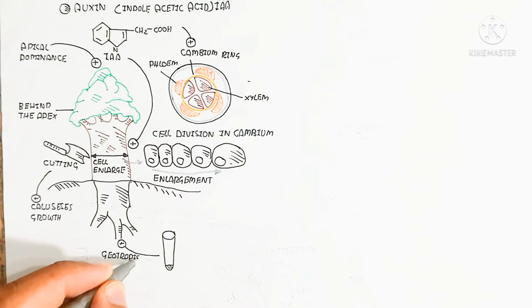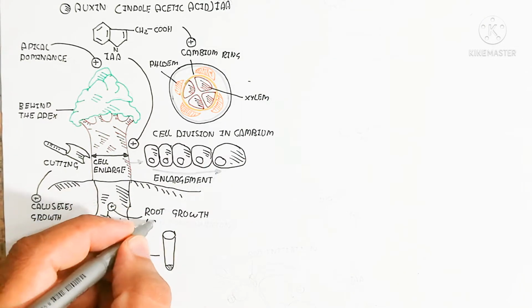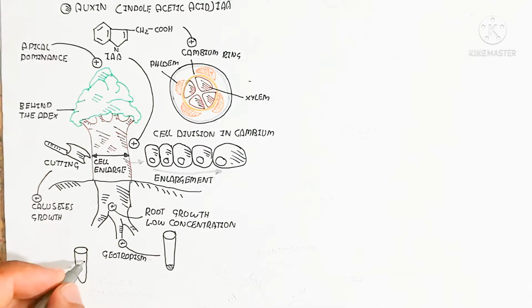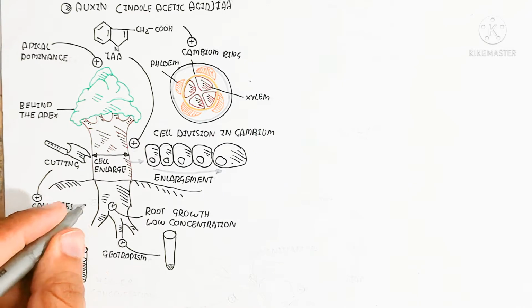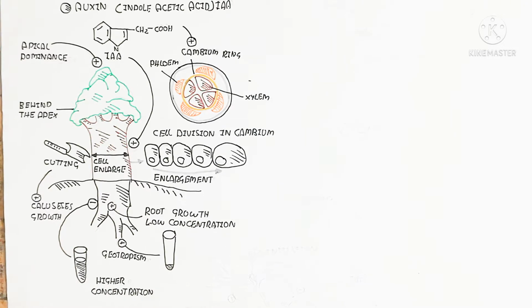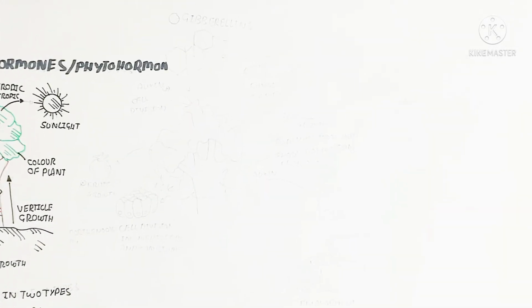When there is a low concentration of auxin, it will promote root growth, and geotropism will occur. It means the root will move toward gravity. But a higher concentration of auxin will inhibit the growth of the root. So that is the important thing.